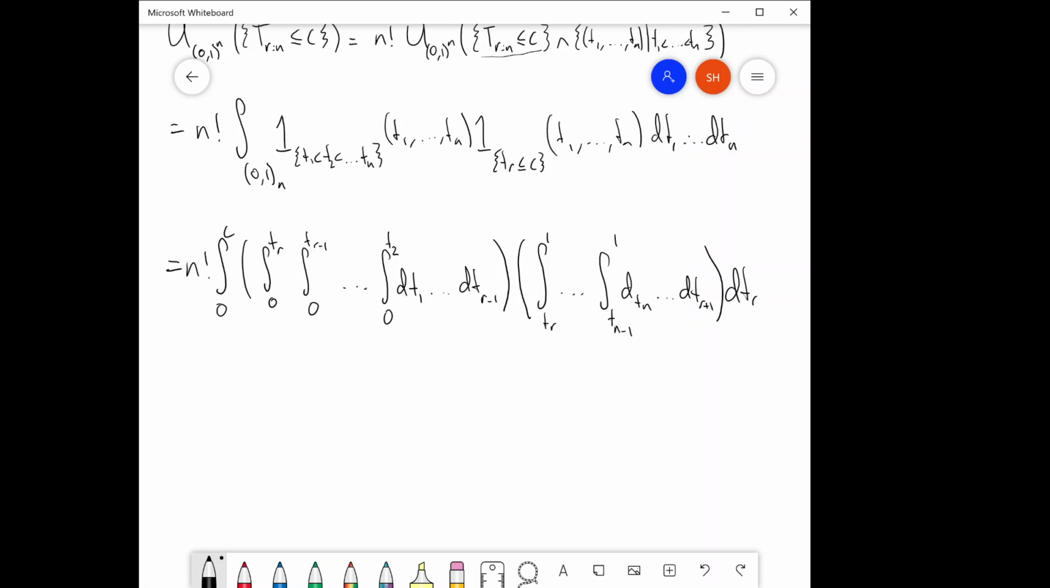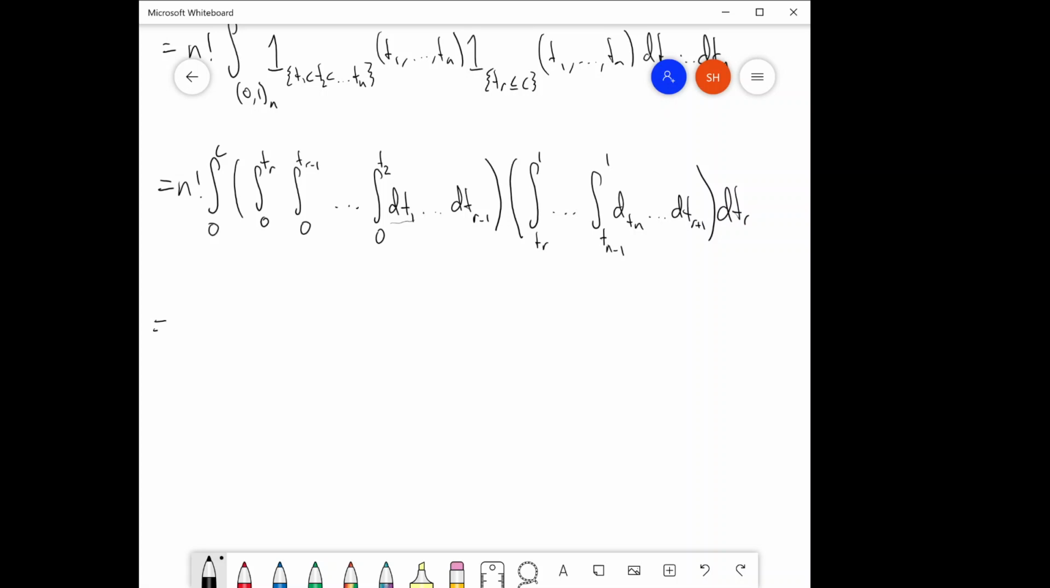First of all, we see that t1 is only integrated up to t2, so t1 is less than t2. Likewise, for all the indices less than r, say t_{r-1} is going up to t_r, that's good. And t_n is going from t_{n-1} to 1, and everything up to t_{r+1} is going from t_r to 1, so the order's preserved there, and t_r is going from 0 to c. So we've correctly written down what should happen here.